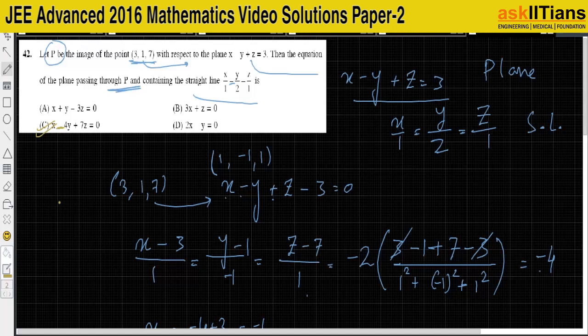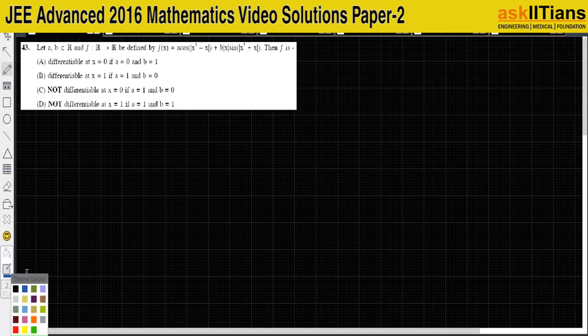So this question was also very easy. You just need to apply the formula of image of a point, and once you find out the image of that point, then it's very easy to write down the equation of the plane. This was a question one cannot afford to miss in the exam, right? Because all of them who are getting selected, they might have solved this question. Very easy question. Okay, now let's look at question number 43.